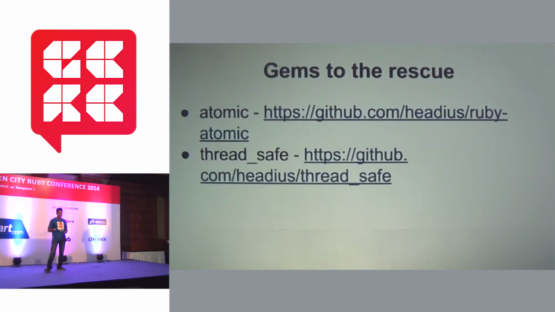I came across a few gems which were really, really nice. Both of them happen to be written by Hideous. First one is Atomic. Atomic is almost trying to give you similar constructs like the Java util concurrent package. It's kind of compatible across MRI, JRuby, and Rubinius, which is also a really nice thing. So you have atomic integers and atomic floats, which do increments in an atomic way, which is excellent.